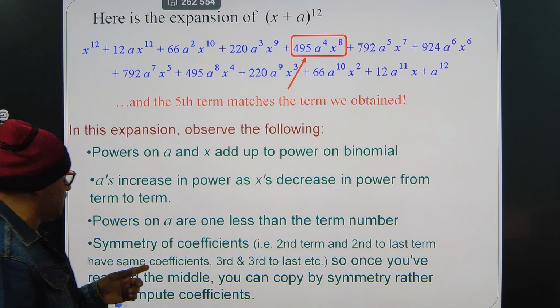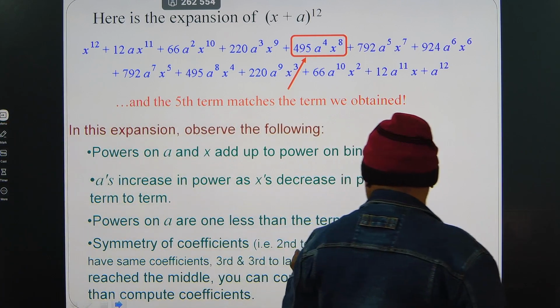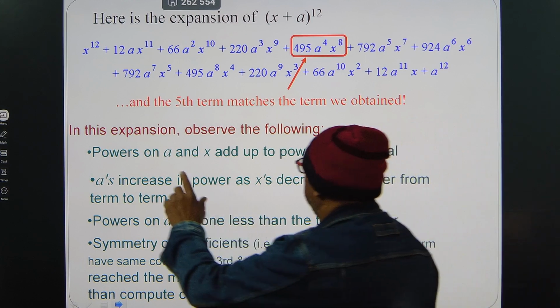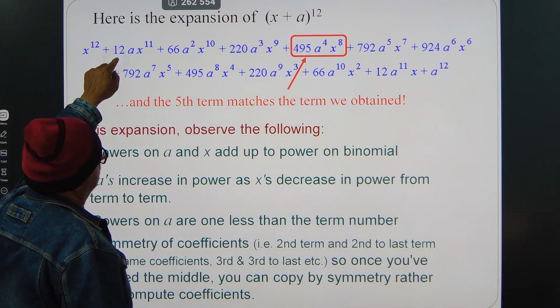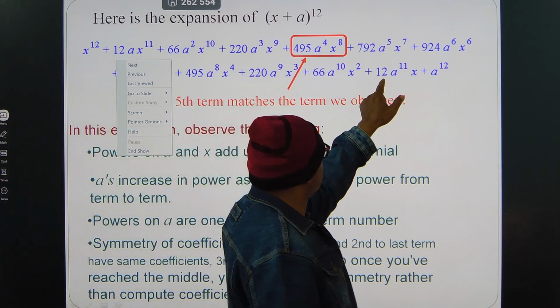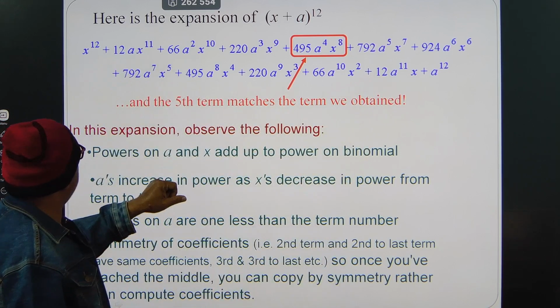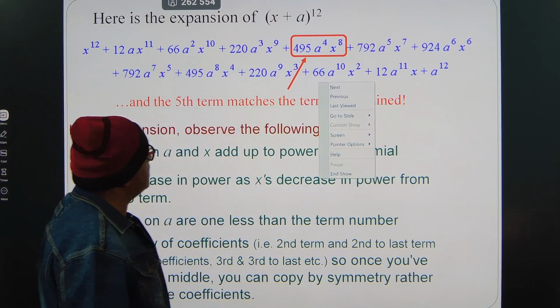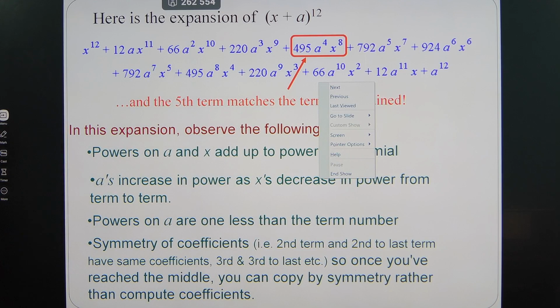Symmetry of coefficients: the second term and the second term from the last. Look here, the second term, and from the last, the second term is the same. The third term is 66, and from the last the third term is also 66. In this way all are symmetric.